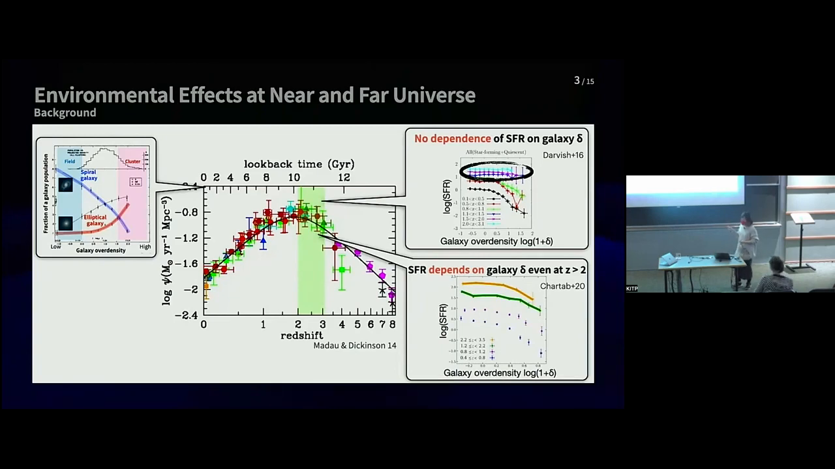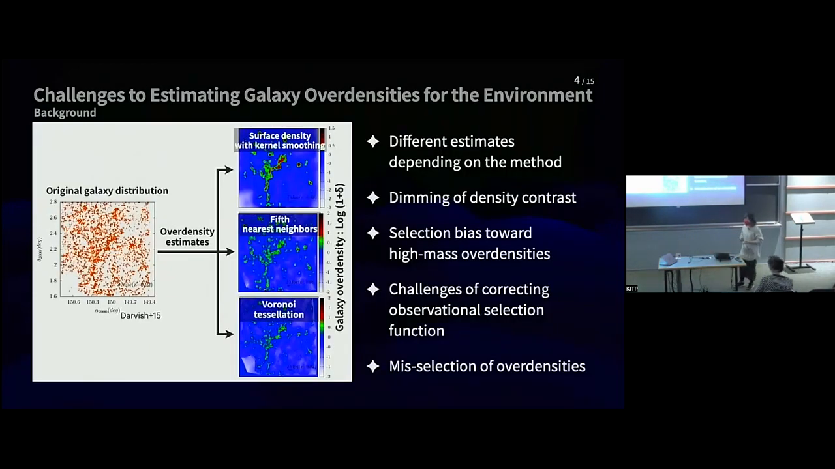One of the reasons for these inconclusive results could be the challenge of estimating the galaxy overdensity. Normally, galaxy environments are assessed by galaxy distributions through different estimators, such as Gaussian smoothing, nearest neighbors, and friends-of-friends algorithm. However, those different estimators give wildly different overdensity estimates, as you can see in these three plots, which might lead to discrepant conclusions across studies.